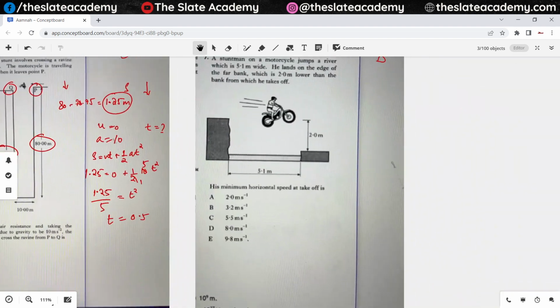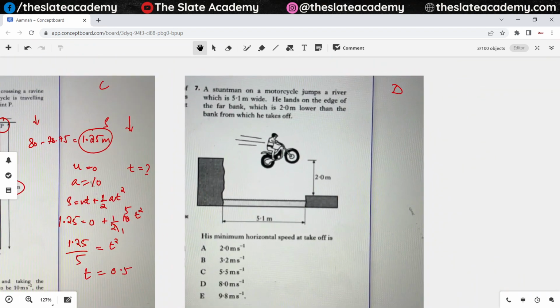Okay, now for the third one, a stuntman motorcycle jumps a river 5.1 meters wide. He lands at the edge, which is 2 meters lower. So again, if we just consider the vertical motion, since it had only the forward velocity, the initial vertical velocity uy was 0. So applying the same concept over here as well, the height lost is 2, u is equal to 0.